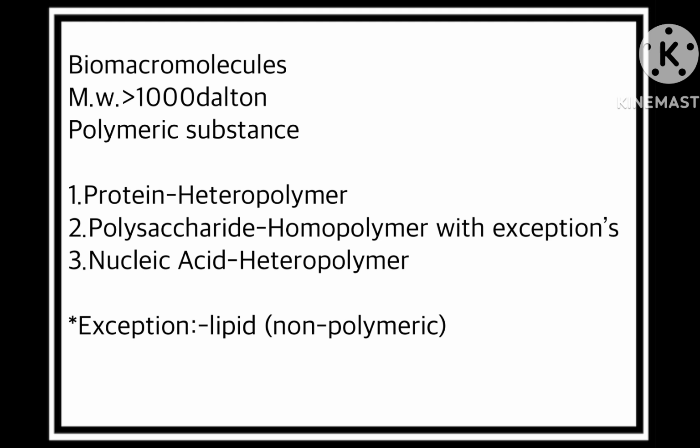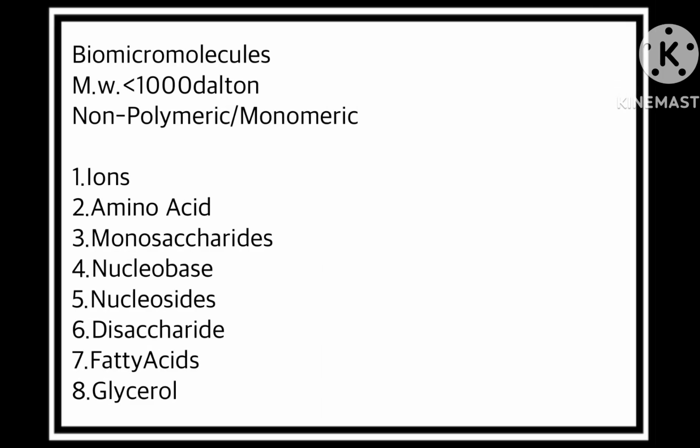Here we have an exception of lipid, which is a non-polymeric substance made up of simple molecules. But the twist is, neither is its weight more than 1000 Dalton, nor is it a polymeric substance. Then why do we have lipid in biomacromolecules? Because lipid forms aggregation, which we'll discuss later on. In the acid soluble pool, we have biomicromolecules whose molecular weight is less than 1000 Dalton. Other than that, we have thousands of organic compounds found in the acid soluble pool only.